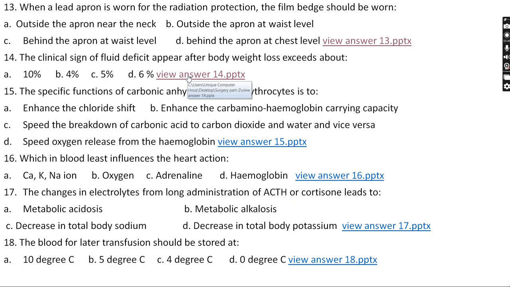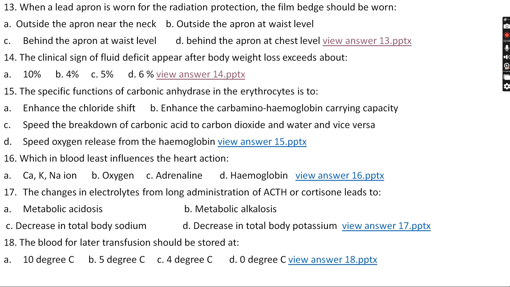Question number 15. The specific function of carbonic anhydrase in the erythrocyte is to, option A, enhance the chloride shift. Option B, enhance the carbaminohemoglobin carrying capacity. Option C, speed the breakdown of carbonic acid to carbon dioxide and water and vice versa.